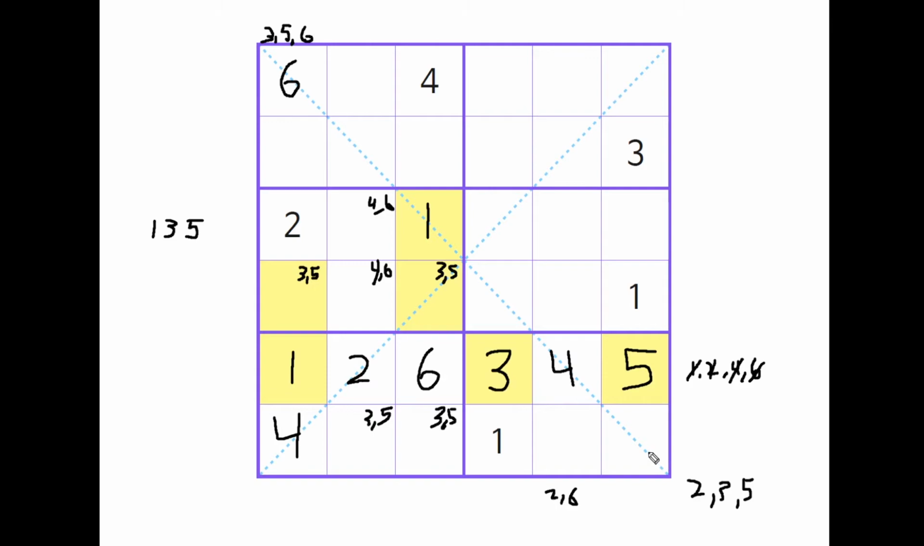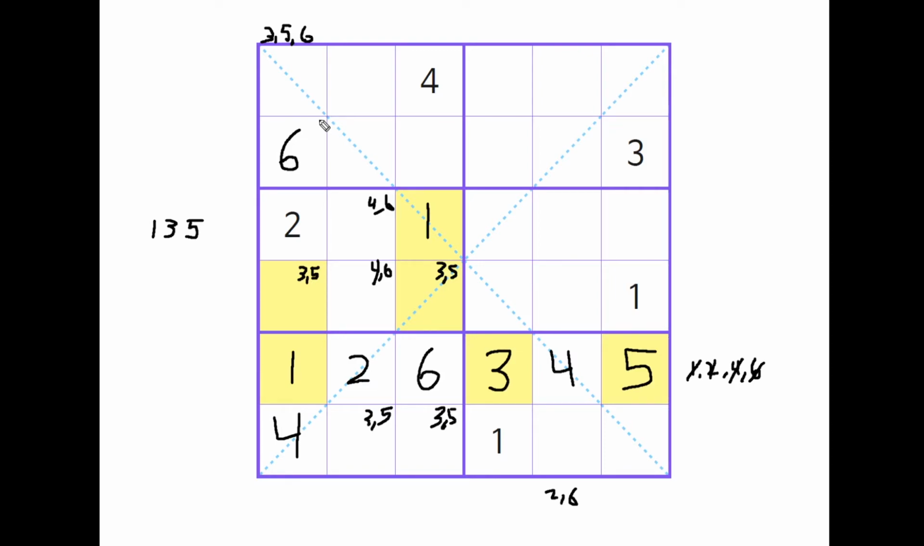So since none of these cells can contain the number 3, and because this diagonal must contain a number 3, we know that our decision to place the 6 in this cell was incorrect. Now all that means is that by deduction, the number 6 must go in this 2nd cell here.